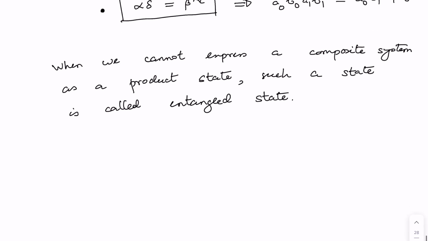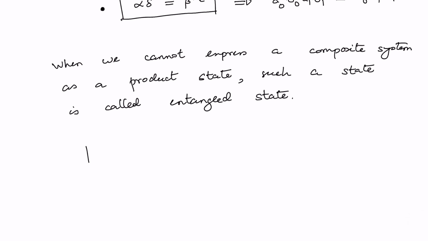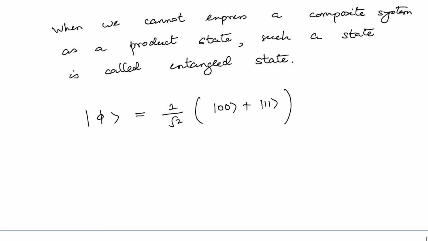Entangled state. So for example, consider this particular state. Say ket phi is equal to 1 by root 2 ket 00 plus ket 11. In no way can you write it as a product state. What I mean is, you cannot write it as a direct product of, say, a system A state and a system B state. So therefore this is an entangled state.